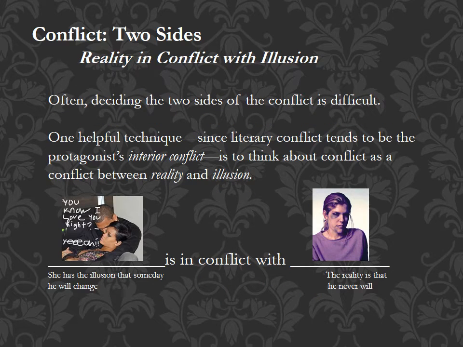Often deciding the two sides of the conflict and stating them is difficult. One helpful technique, since literary conflict tends to be about the protagonist's interior conflict, is to think about conflict as a choice between reality and illusion. She has the illusion that someday he will change. The reality is that he never will.